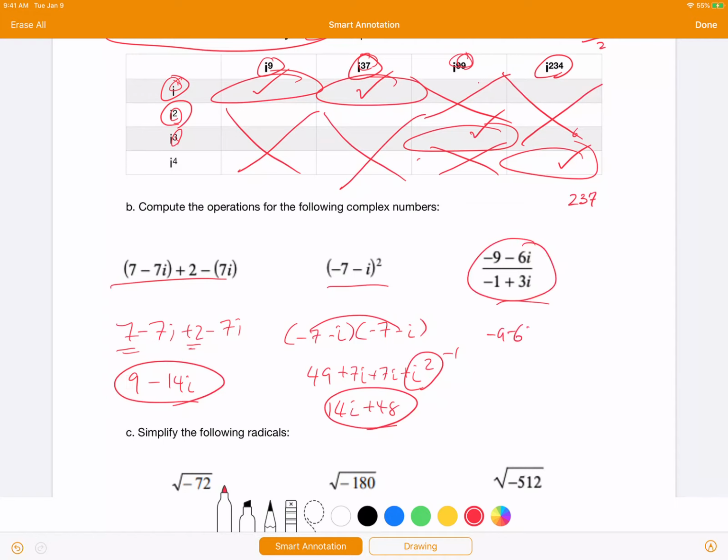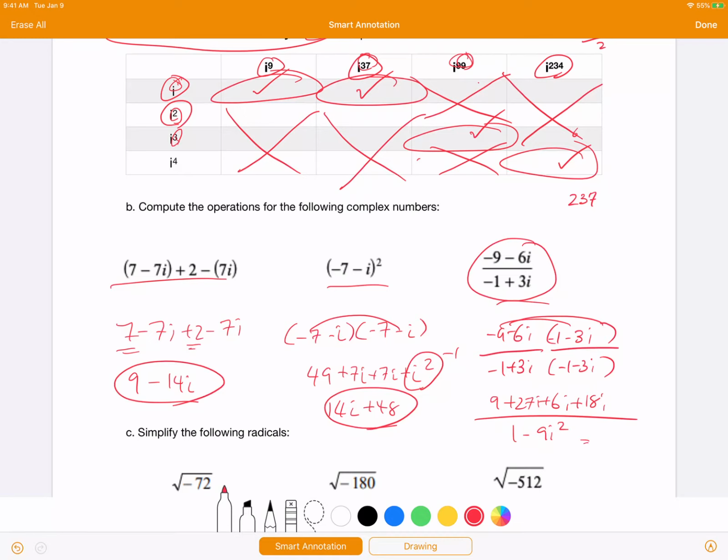-9 minus 6i over -1 plus 3i, well, you will have to multiply by what we call the conjugate from top and bottom, as we have discussed before. So when you multiply these two together, you get 9 plus 27i, and then plus 6i plus 18i, all over. This would be 1 minus 9i squared, if you were to FOIL it out and just cancel the two parts in the middle.